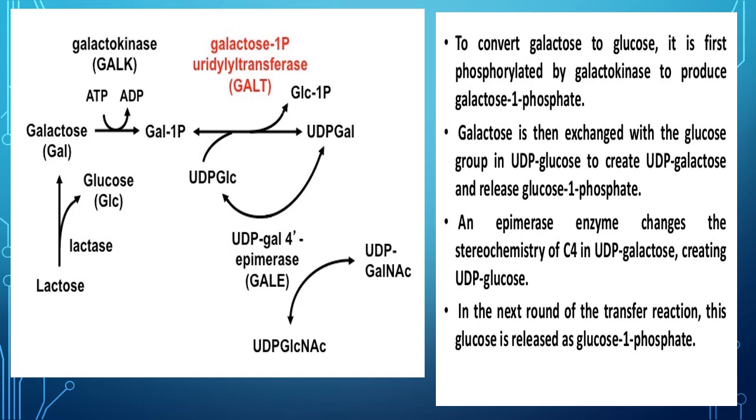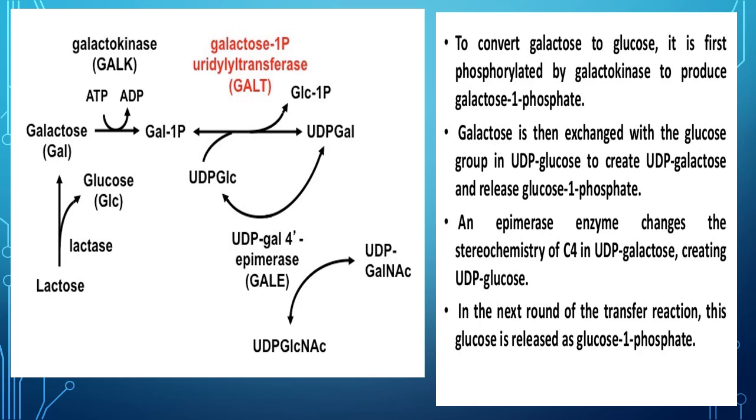So there are basically three enzymes involved in it. First one is galactokinase, known as GALK enzyme, which converts galactose to galactose 1-phosphate. The second enzyme is GALT, galactose 1-phosphate uridyl transferase, which converts galactose 1-phosphate to uridine diphosphate galactose, releasing glucose 1-phosphate. And the third enzyme is epimerase, known as GALE, which converts UDP galactose to UDP glucose and back, a reversible reaction.